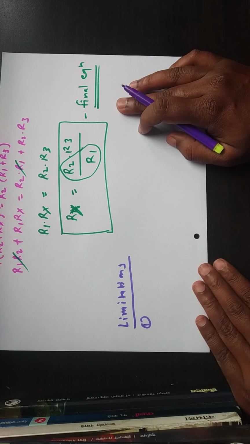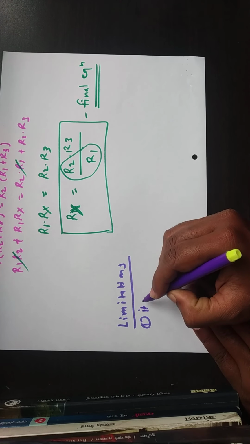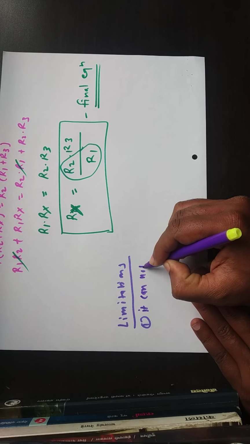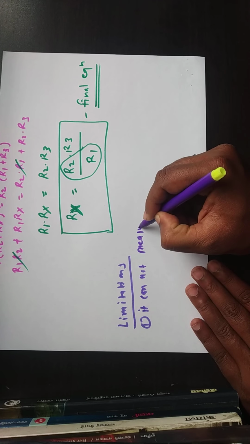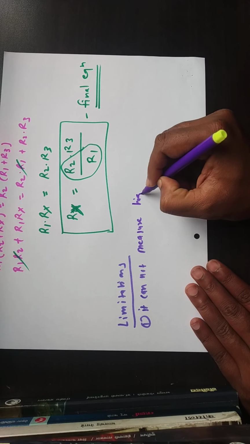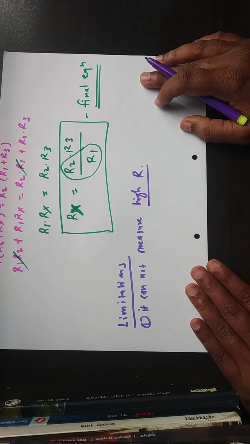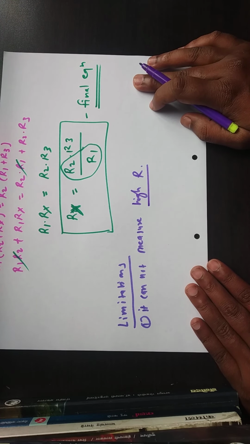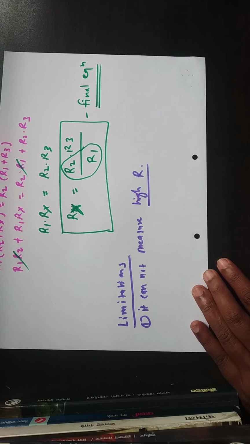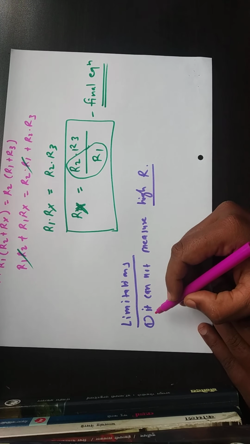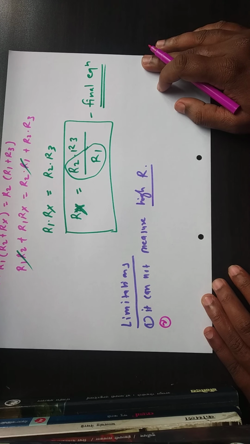So what is the limitation? It cannot measure high resistance, and in the case of high resistance measurement, the galvanometer becomes insensitive to show any imbalance. And there is another limitation, limitation number 2.